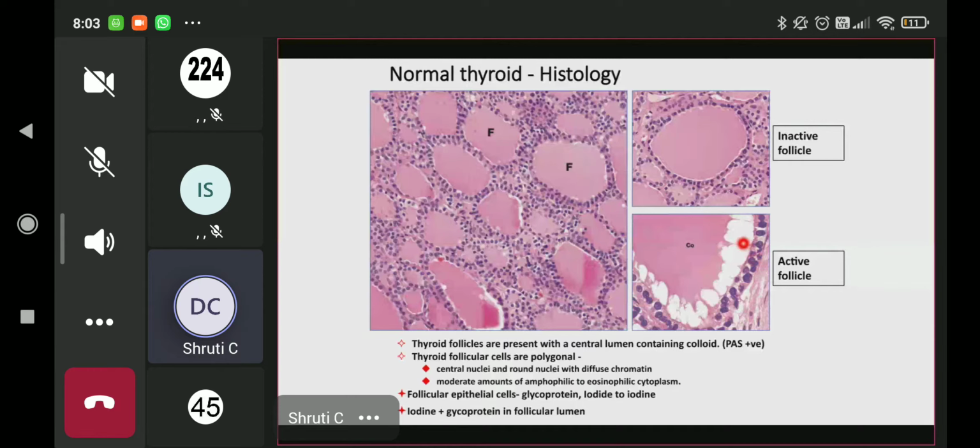So this leads to scalloping of the colloidal lumen in the margins. This means that the colloid is scalloped out because of the increased production of thyroid hormone.